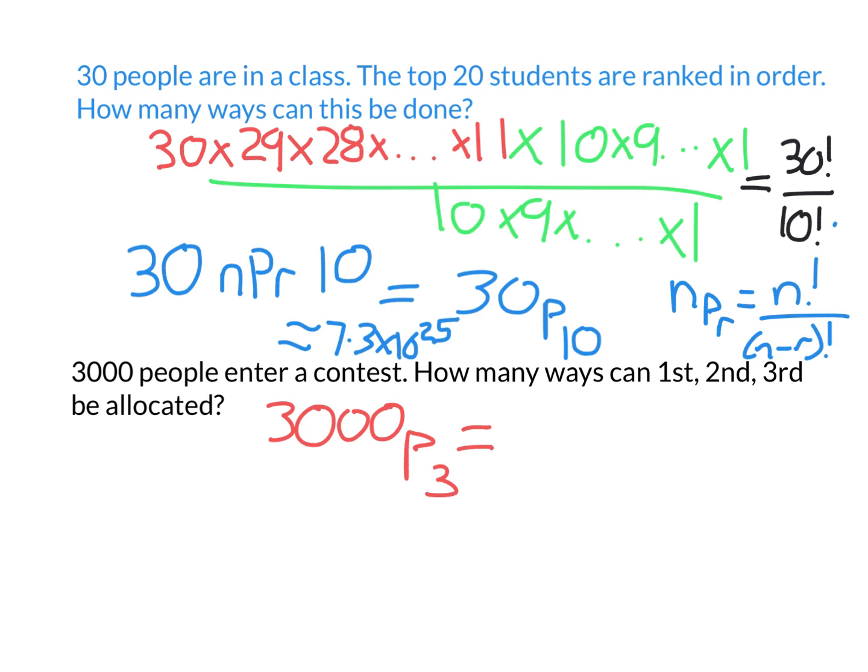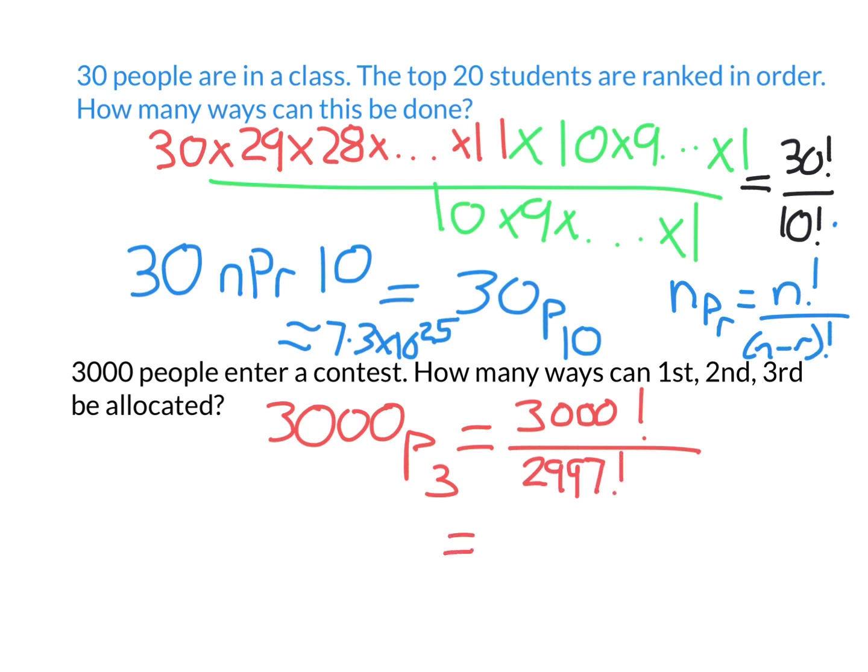See, using the nPr formula here, we have n equals 3,000. That's the total number of objects you have. So this will be 3,000 factorial divided by (n minus r) factorial. So r is 3 because we're only picking 3 in order. So it will be 3,000 minus 3, which is 2,997 factorial.